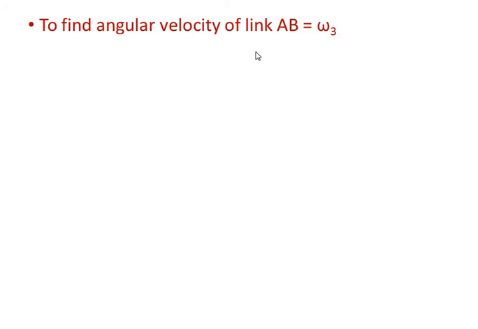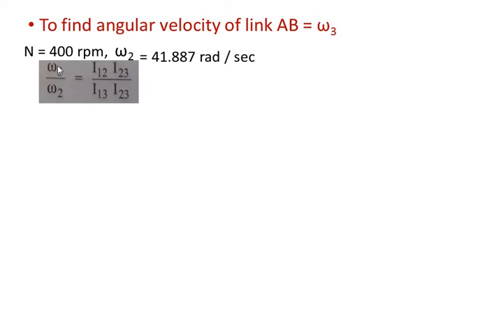Now we'll see how to find the angular velocity of link AB. That is omega 3 we have to find. Now N is given as 400 rpm. From this you can find omega equal to 2 pi N by 60, and that will be equal to omega 2. Now we have to take the ratio of omega 3 upon omega 2. In this way you can take the ratio of any two angular velocities, like omega 4 upon omega 2, omega 5 upon omega 2, likewise.